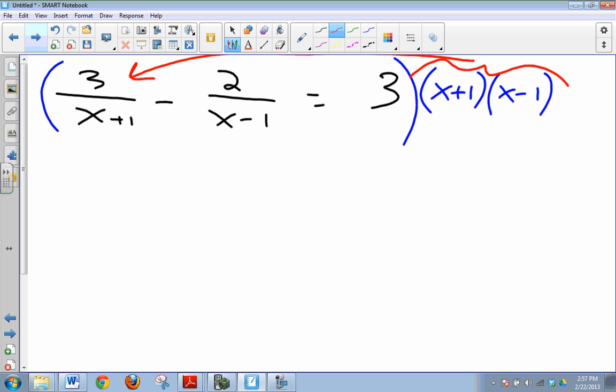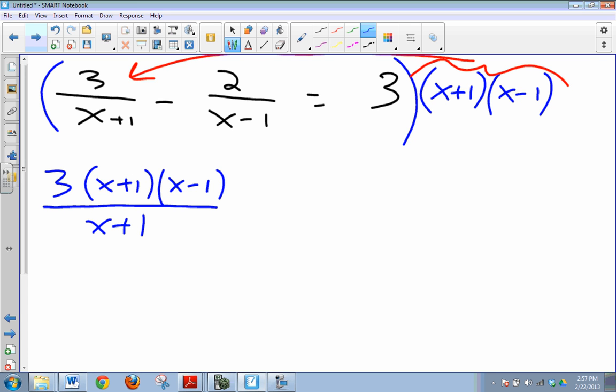what's going to happen to those x plus 1s? They're going to cross out. For that one, it's going to cross out. So what's going to be there? This would essentially be 3. Don't worry about multiplying them together first. It'd be this over. So what's really left there? What's going to cancel out? The x plus 1. Yeah. So what's left?